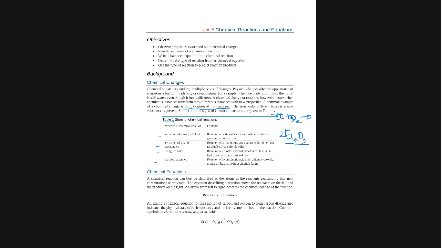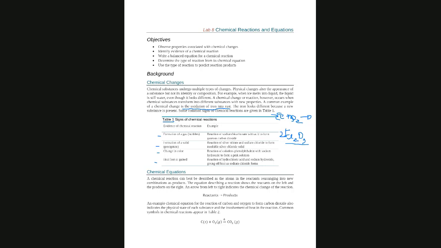Then when we look at the page of the experiment, we now have an idea. We look at chemical changes. What should we look for in order to recognize if it's a chemical change? Well, yes, we need to look at all these things that we just mentioned in table 1. But then it's talking about chemical equations. What is a chemical equation? We use a chemical equation to represent a chemical reaction.